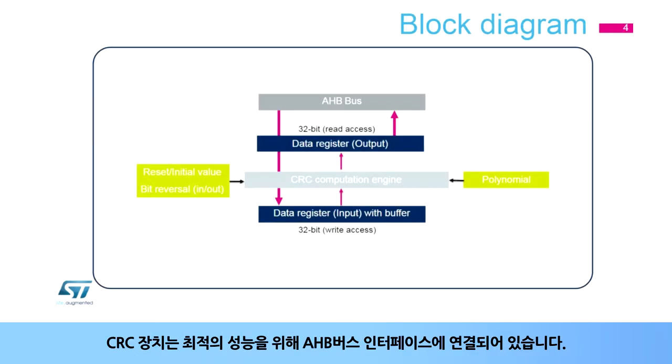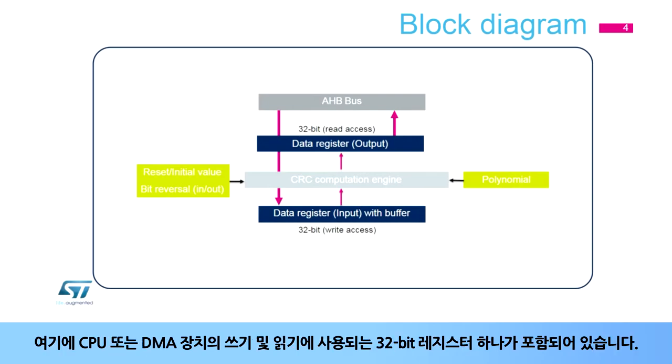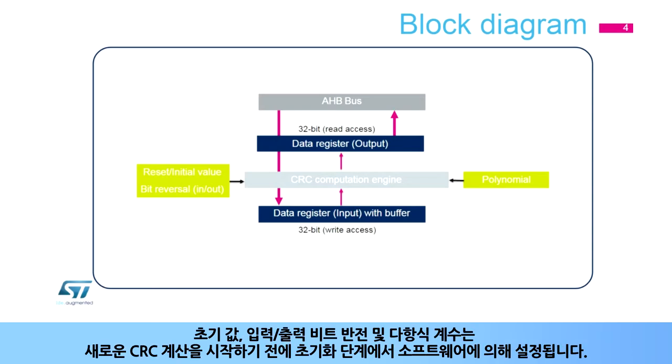The CRC peripheral is connected to the AHB bus interface for an optimal performance. It contains a single 32-bit register, which is used for both writing and reading by either the CPU or DMA peripheral. The initial value, input-output bit reversal, and polynomial coefficients are configured by the software during the initialization phase before starting a new CRC calculation.